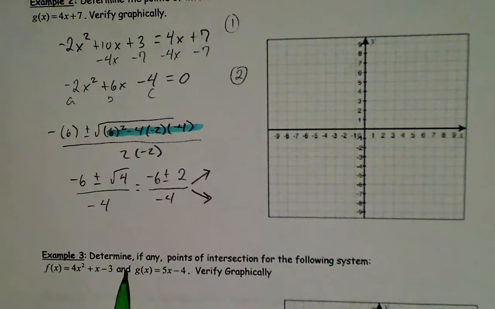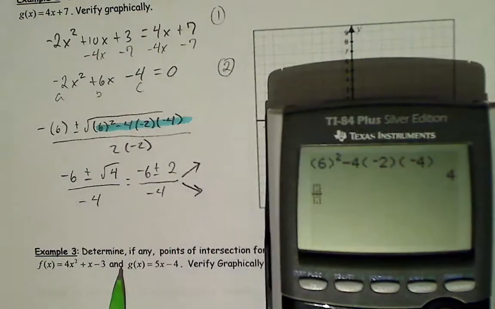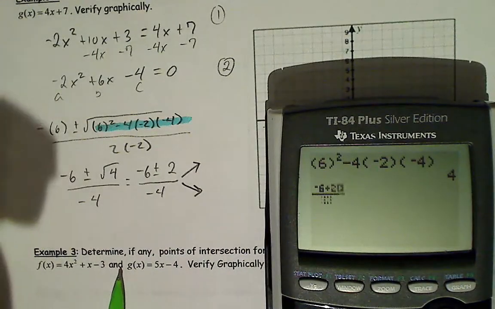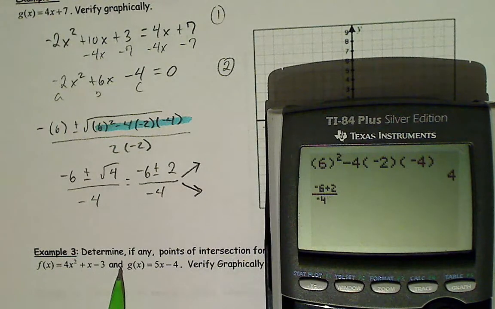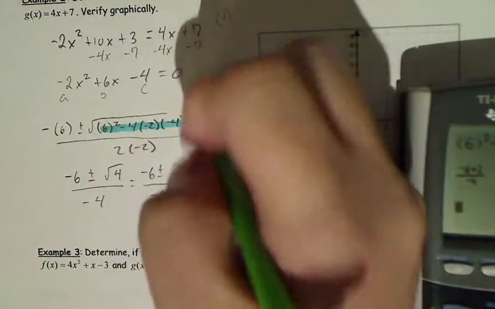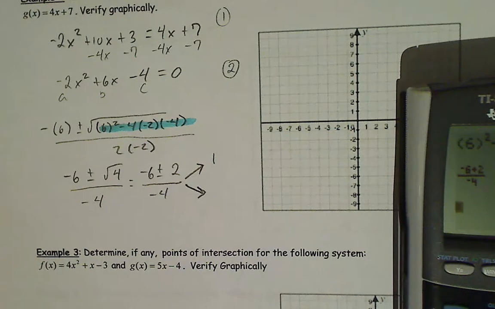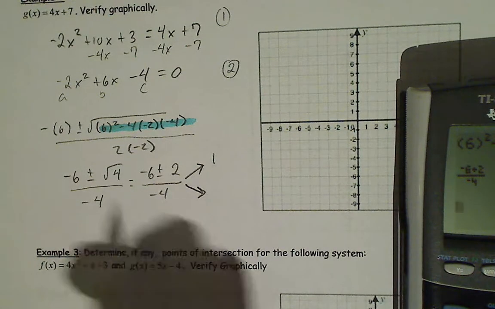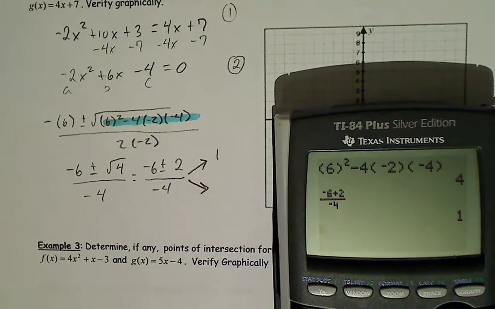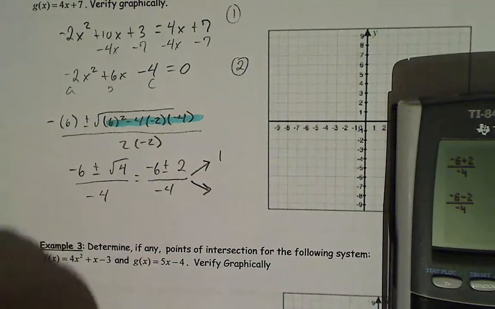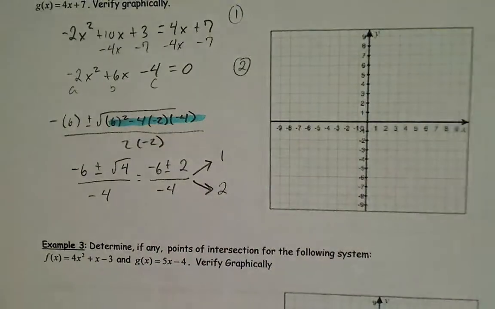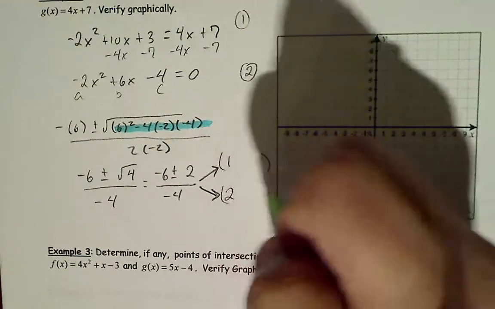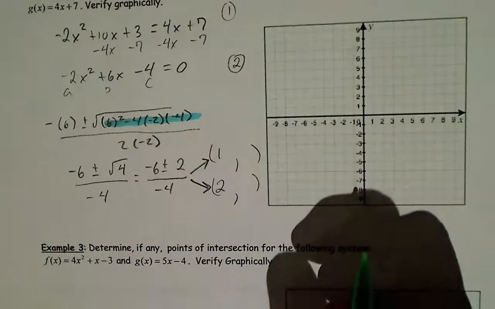Okay. So again, I'll use my alpha bar here. So I got negative 6 plus 2 all over negative 4. So that's going to be 1. So my first answer looks like it's 1. And then my second answer looks like it's going to be 2. Well, that's good. 2. Okay. So here's the way this works so that you know. It'll be at 1 something and 2 something.